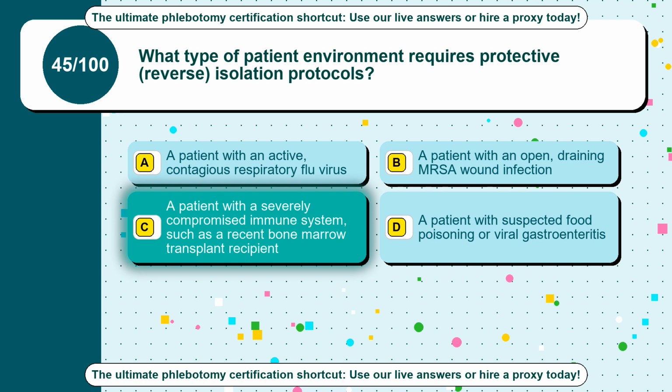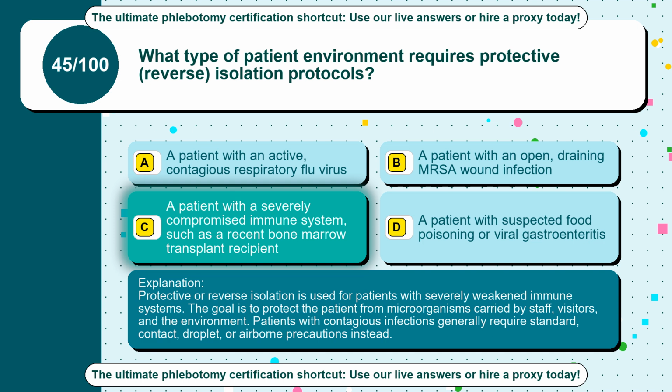transplant recipient. Protective or reverse isolation is used for patients with severely weakened immune systems. The goal is to protect the patient from microorganisms carried by staff, visitors, and the environment. Patients with contagious infections generally require standard, contact, droplet, or airborne precautions instead.